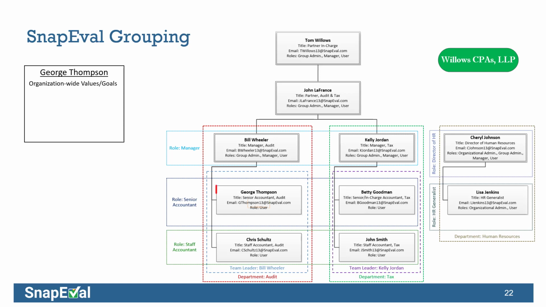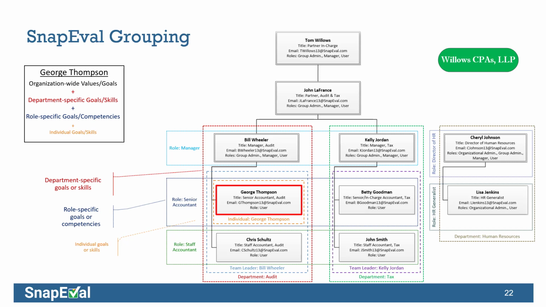For example, George Thompson here is a member of basically 4 different groups. He's a member of the senior accountant role group. He's a member of the audit department group. He's a member of the team leader Bill Wheeler group. And he's a member of his own individual George Thompson group. And that's very important because, like we talked about on the last slide, by virtue of the fact that George is a member of multiple groups, when we're giving George feedback as it relates to snaps, it can be a combination of corporate-wide goals, plus department-specific goals, plus role-specific goals or competencies, plus individual goals and skills that can be in the list of things that we can give feedback to George against.